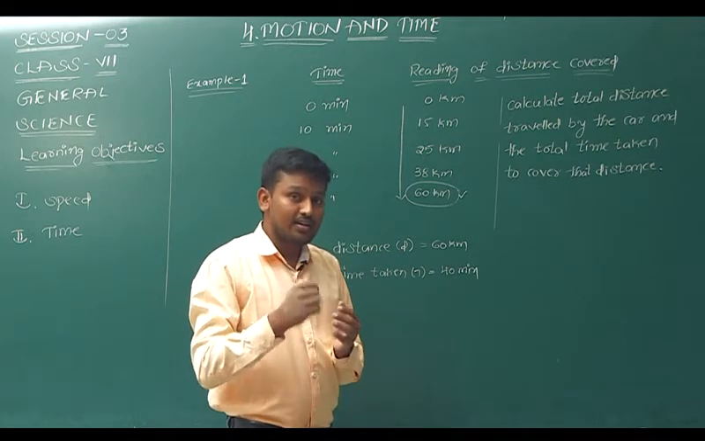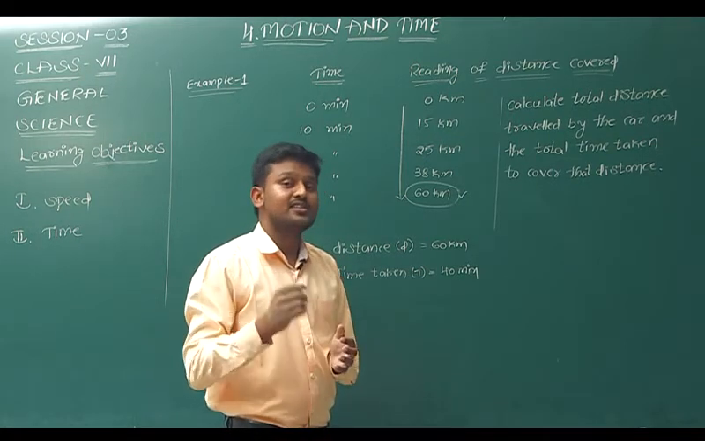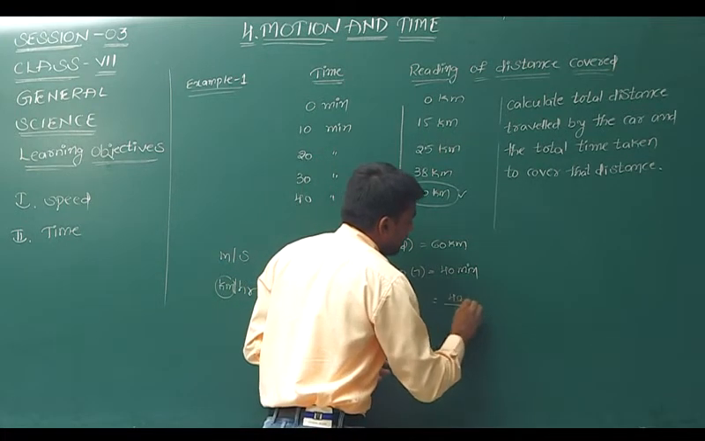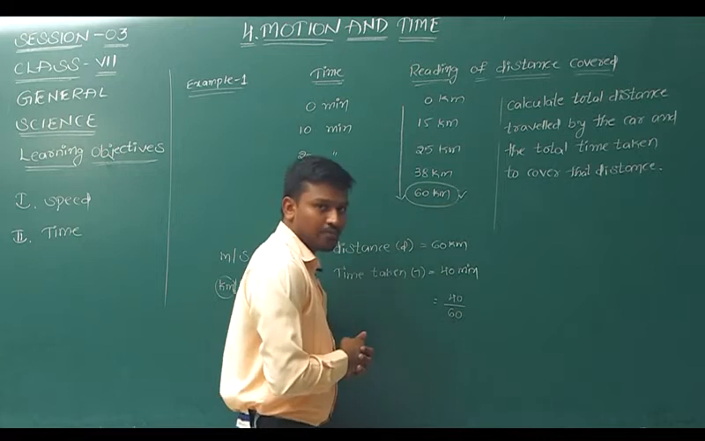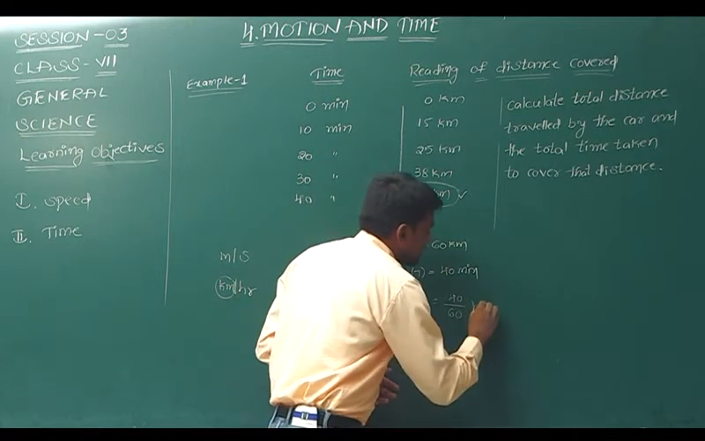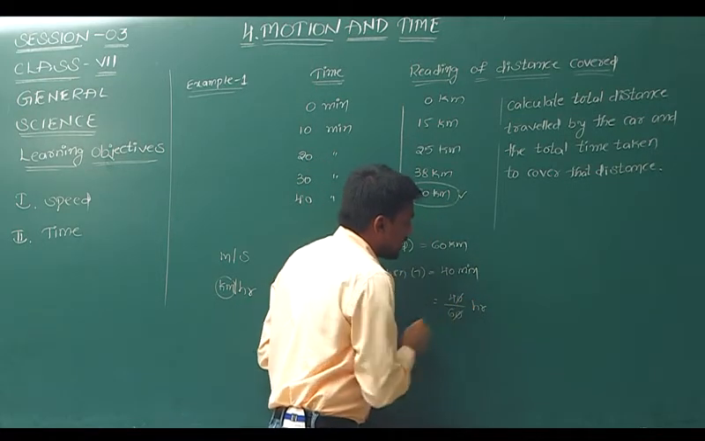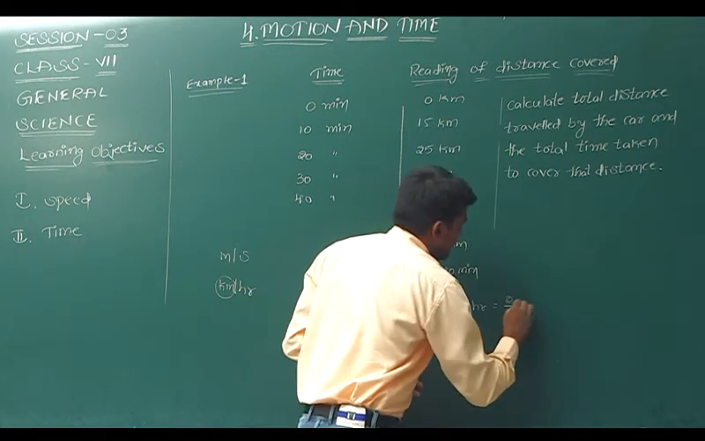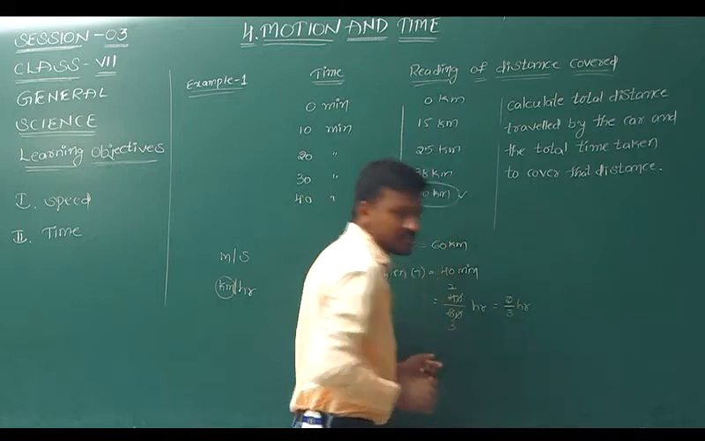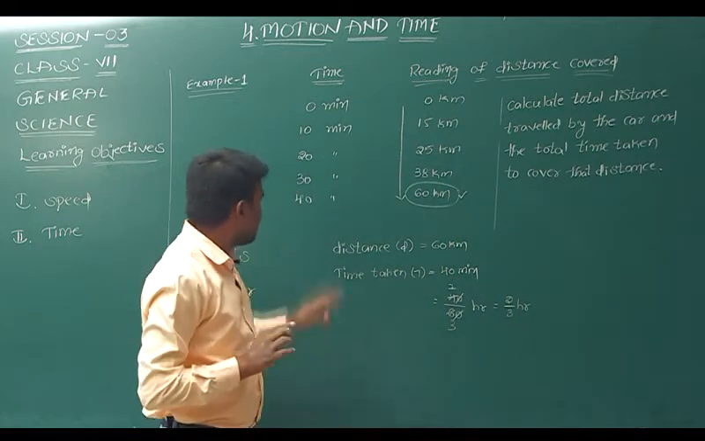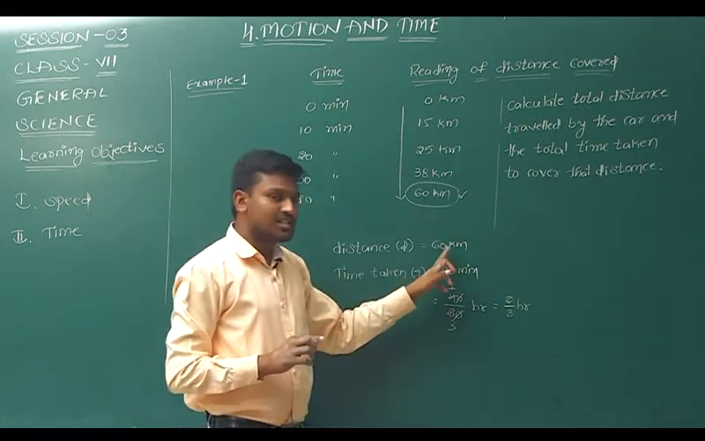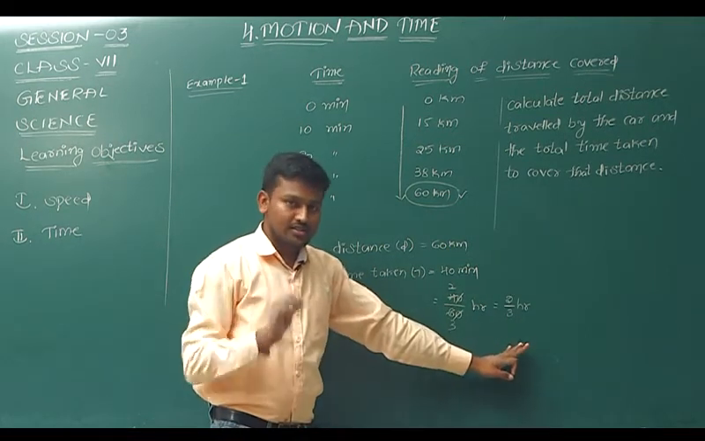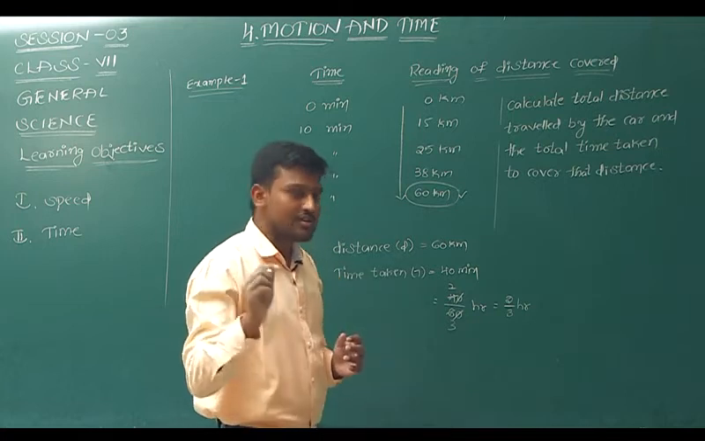So 1 hour is equal to how many minutes? 60 minutes. So simply we can write it as 40 by 60 hour. The 0 will get cancelled, 2 2s are 4, 2 3s are 6, and we will get 2 by 3 hours. Now we have the total distance, 60 kilometers, and the total time taken, 2 by 3 hours, and now we are going to find the speed value.